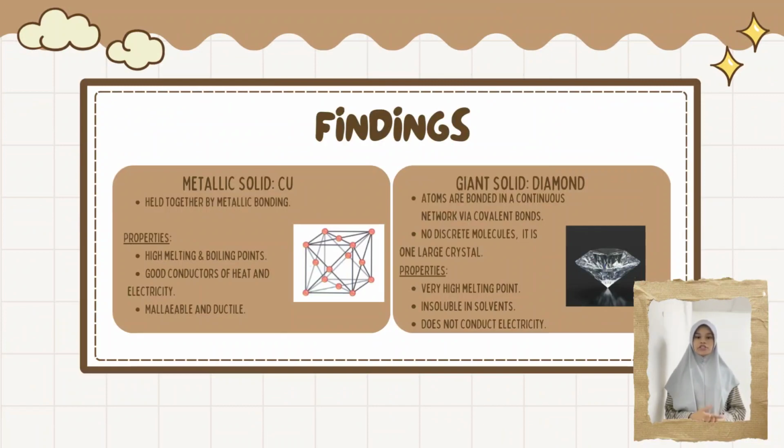The giant crystalline solid, also called the covalent crystalline solid, consists of atoms that are bonded in a continuous network by covalent bonds. For example, we take diamond, which has no discrete molecules, but instead is one large crystal.